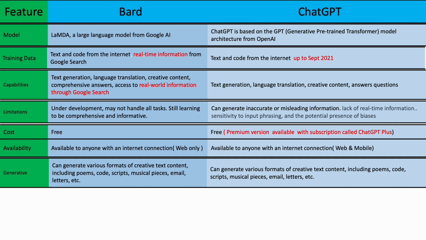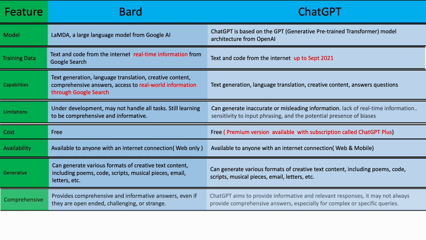Can generate various formats of creative text content, including poems, code, scripts, musical pieces, emails, letters, etc. They are exactly the same. Both are providing the same. And then comprehensive, provide comprehensive and informative answers even if they are open-ended, challenging and strange.